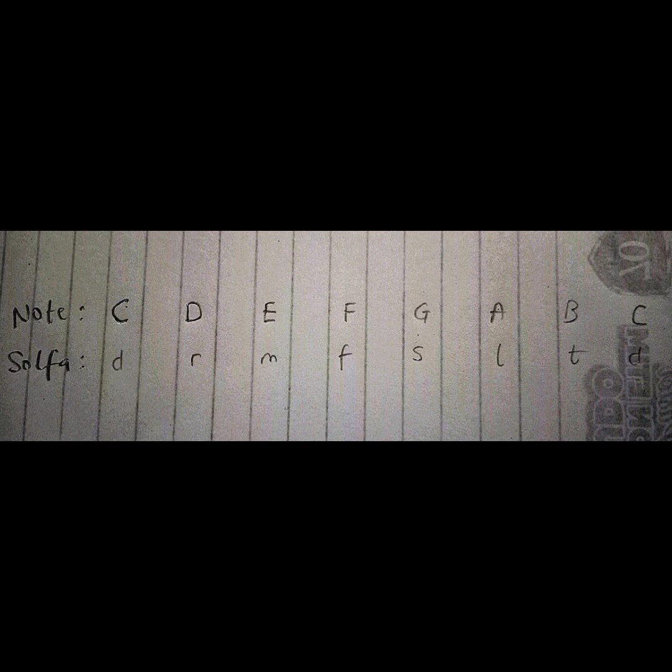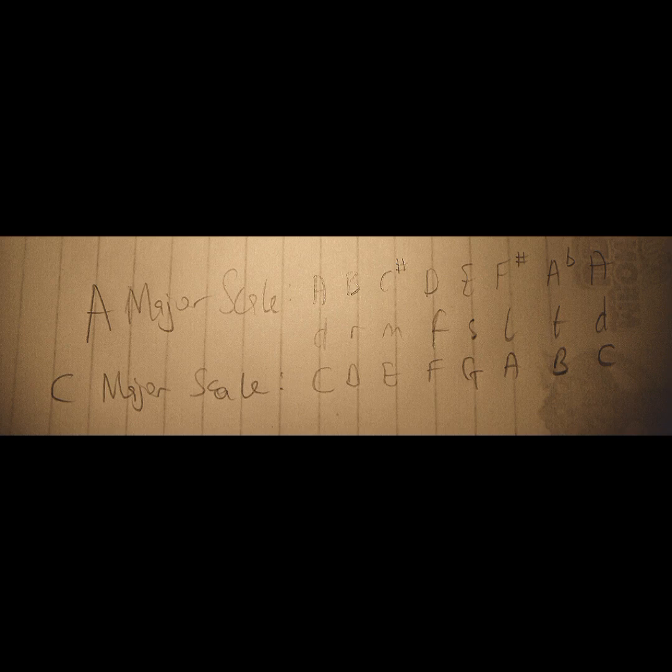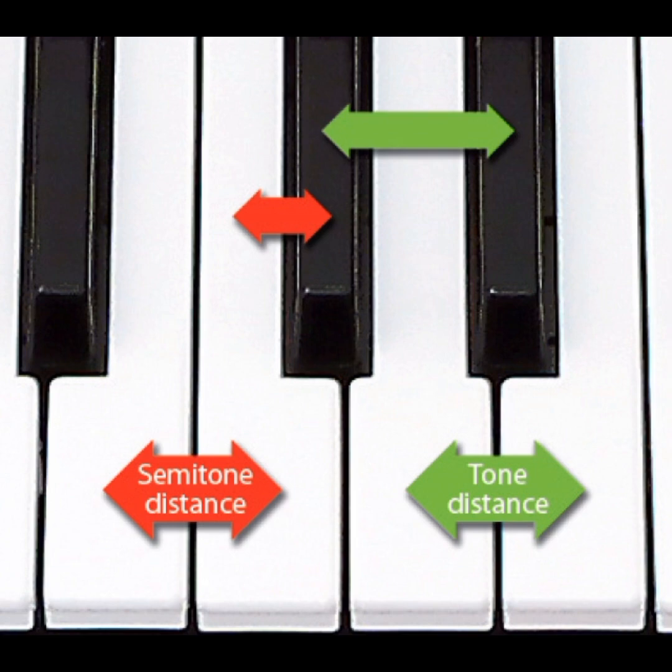But if you look at, for example, the A major scale, you can see that we have a couple of sharps and flats, and that's not so beginner friendly. So the C major scale, all right. To understand this, we also need to learn another musical terminology, which is what's called tone and semitone.